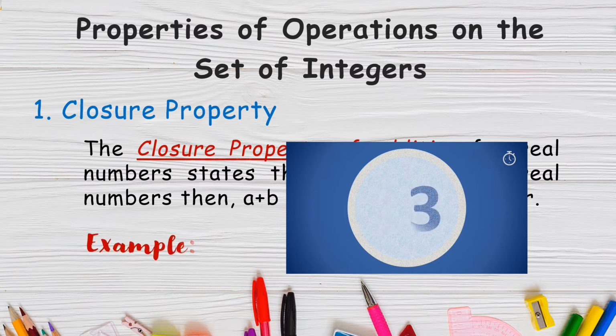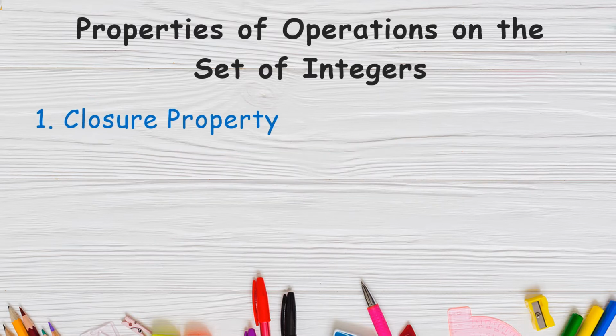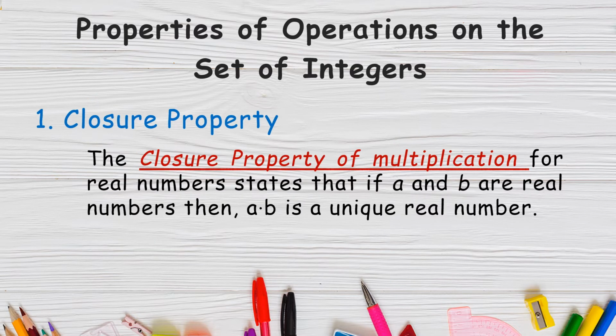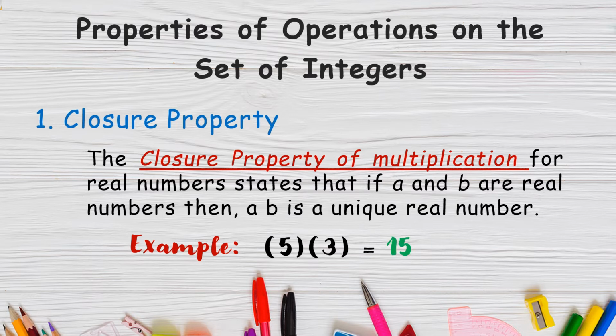Let's have an example. Adding two real numbers produces another real number. 2 plus 4 is equal to 6. 6 is a real number. The closure property of multiplication for real numbers states that if a and b are real numbers, then a times b is a unique real number. For example, 5 times 3 is equal to 15. 15 is a real number.